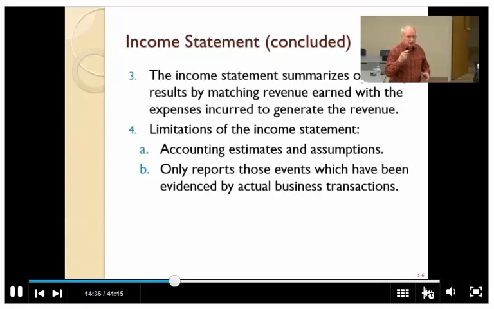And again, I said accounting revenue, expense, and dividends are closed to retained earnings every 12 months. The accounting year is 12 consecutive months. But for the year, I want to know how I'm doing, okay?